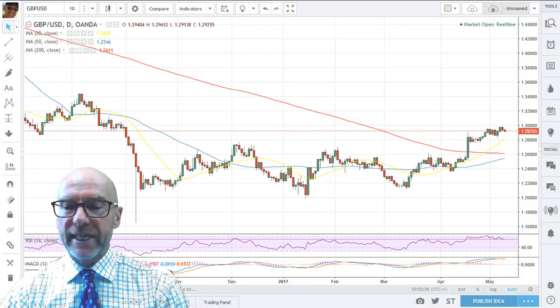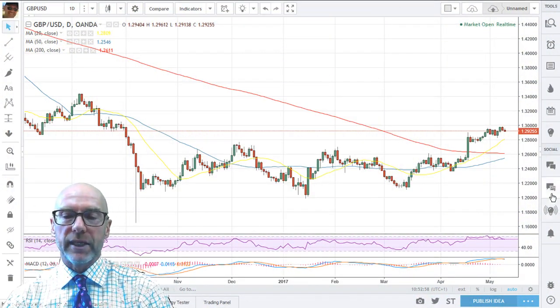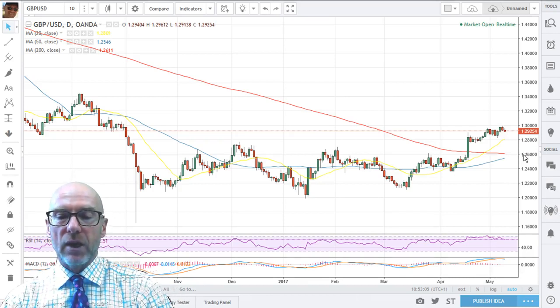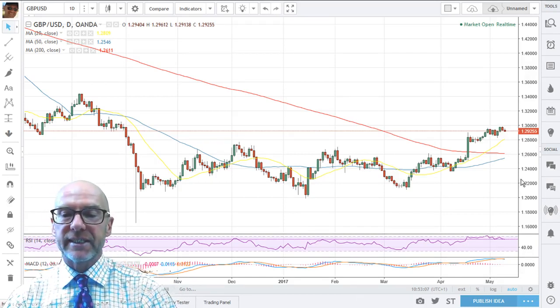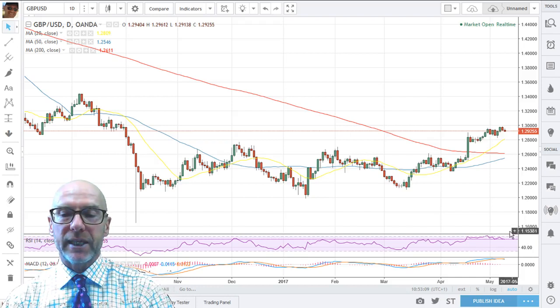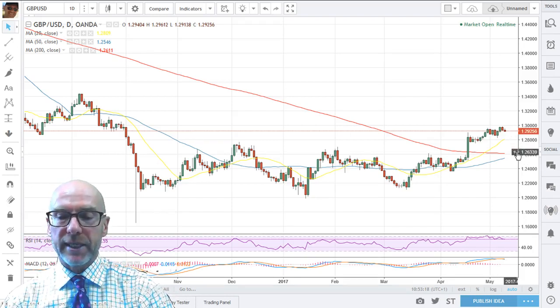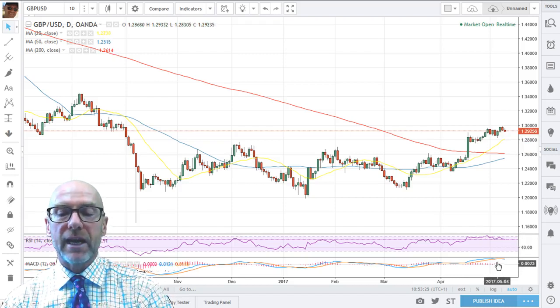So here we have the daily picture on the pound against the dollar. Each candle represents 1 day's trading, and what you can see is that since the announcement of the snap election we've had a good run in sterling, but we seem to be running out of momentum, and that's been indicated by the RSI, which is starting to roll in a downward trend, and the MACD, which is also rolling over.